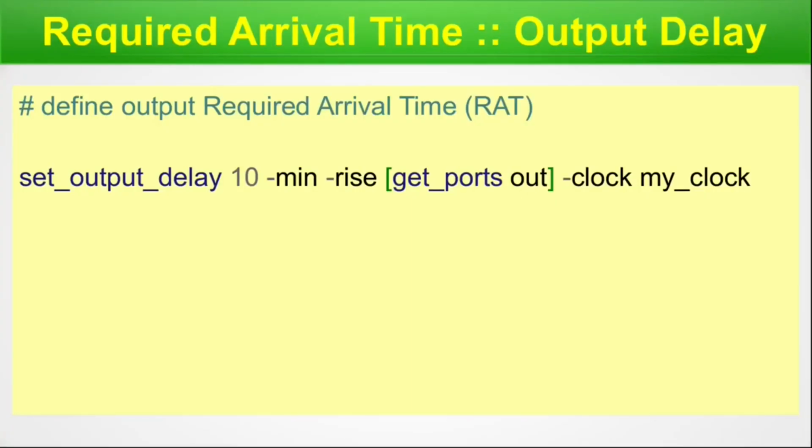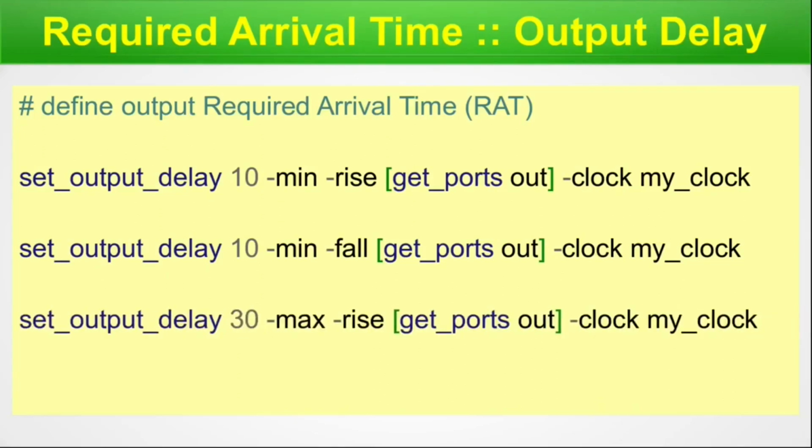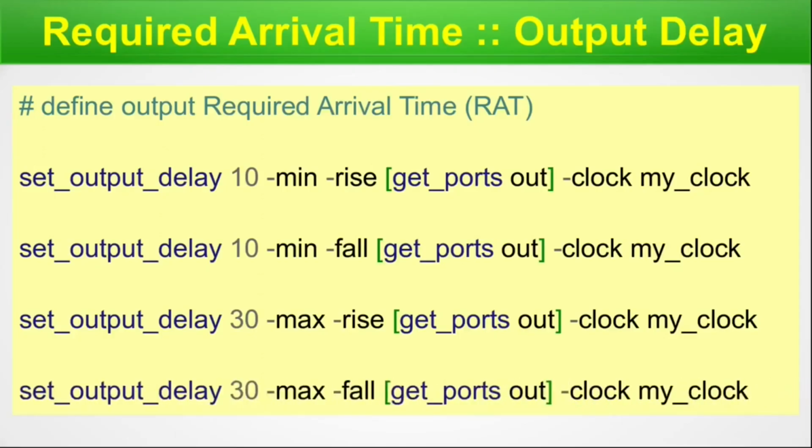So here we are getting all the ports with out name and applying the delay of 10 for rise transition. Set output delay 10 minimum, and for fall transitions get ports, we get all the ports here through this command for out, and we set clock as my clock. Now we are going for the max ones. Set output delay 30 max for rise transition, and we use get ports and clock is my clock. Set output delay 30 max for fall transition and get ports for out and clock for my clock.